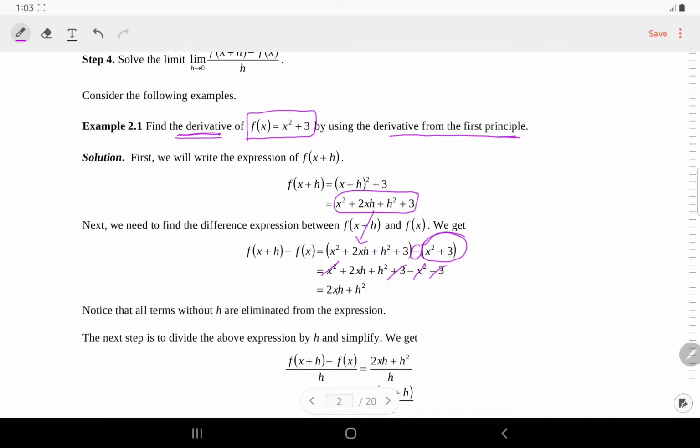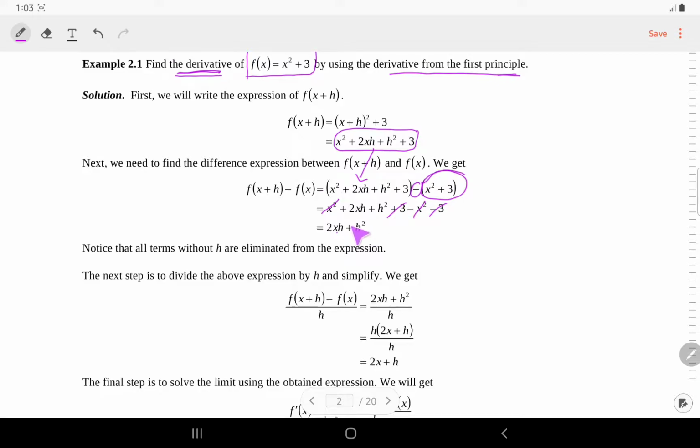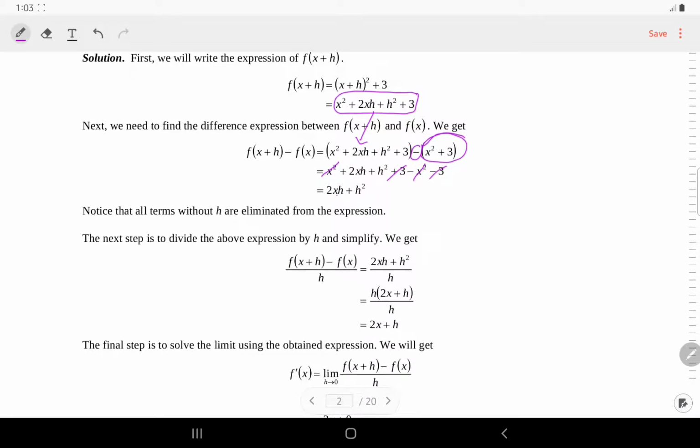Then for the third step, we need to divide this expression with h. Yang tadi kita dah tolak kan, akan jadi 2xh plus h squared, and then divide with h. When we want to divide with h, we can factorize the upper term. Factorize, keluarkan h, and then cancel out upper and lower h. So the result is 2x plus h.